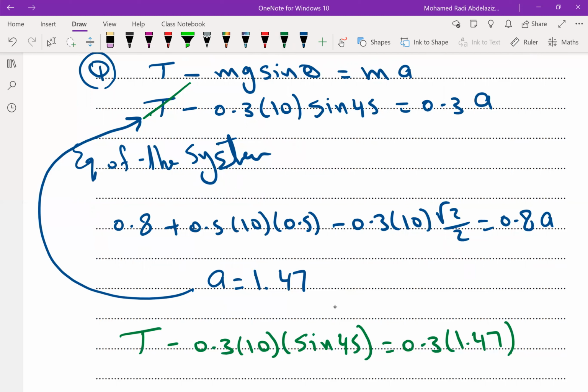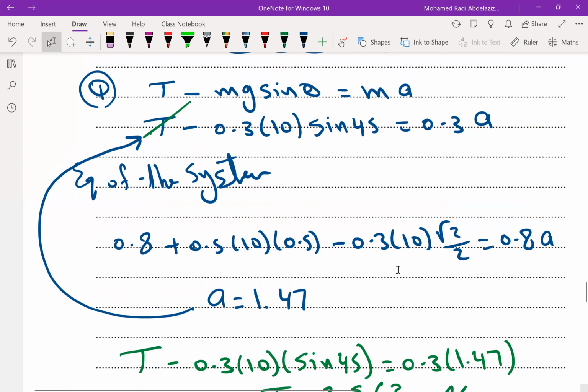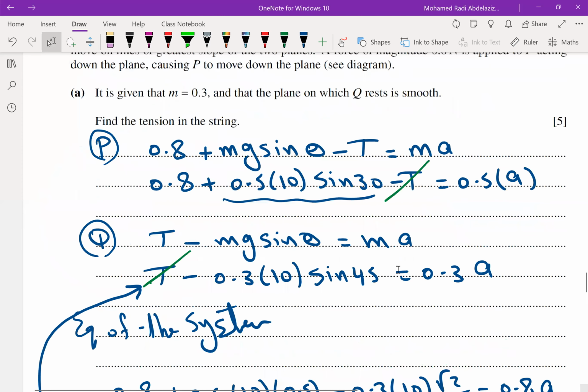Then when moving to the other side it will be plus 0.3 times 10 times sine 45. So the value of the tension will be 2.563 Newton. You can solve this part also by using energy and power.